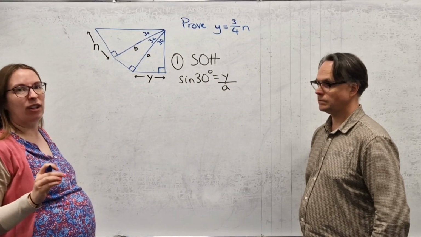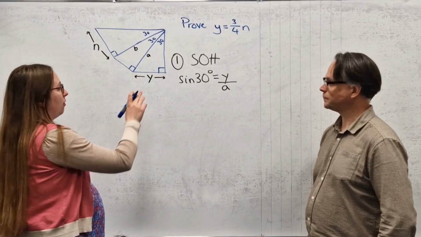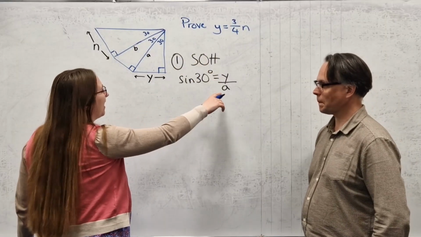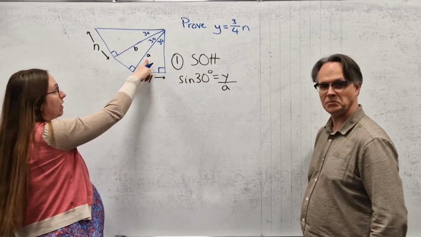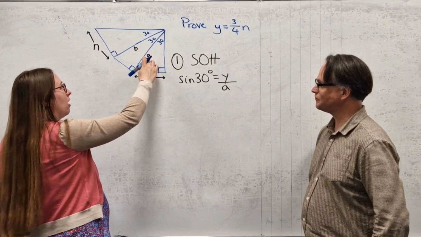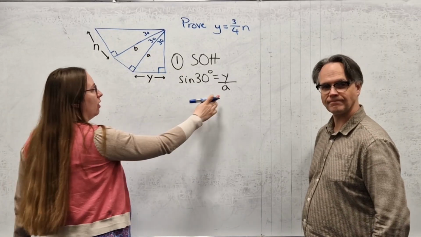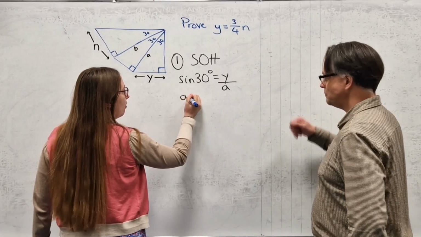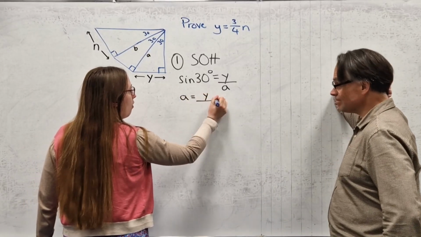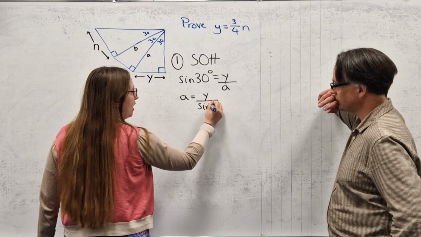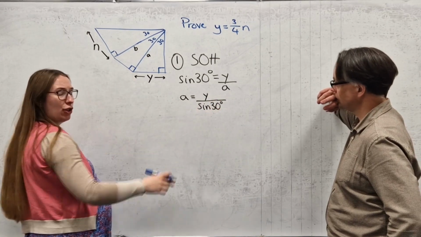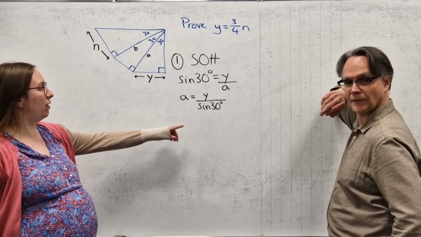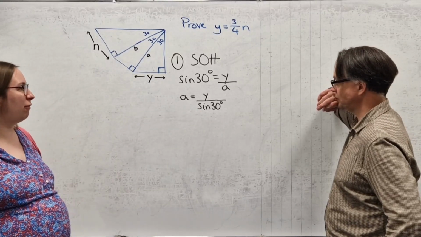There was something else that we didn't mention here actually. This is a non-calculator question, okay? So, really important. Here, we want to work out what A is, because this is like our journey through to the next triangle. So if I rearrange this, that would give me A equals y over sine 30. And because this is a non-calculator question, and we should all know our exact trig values, we now have to plug in what sine 30 is.